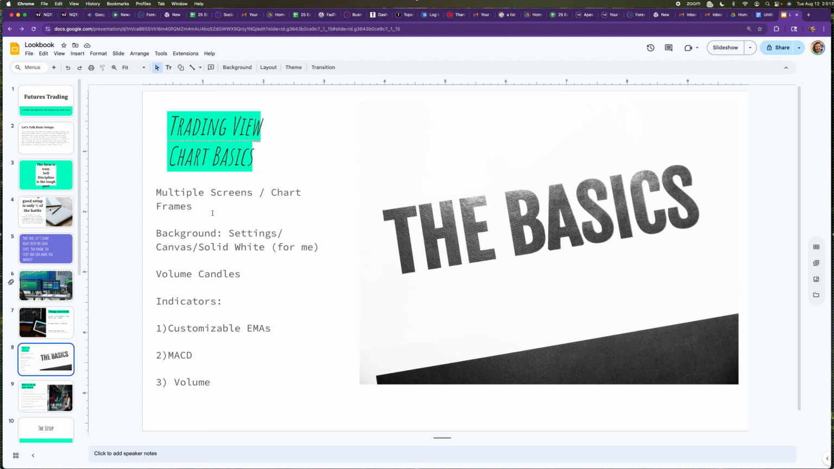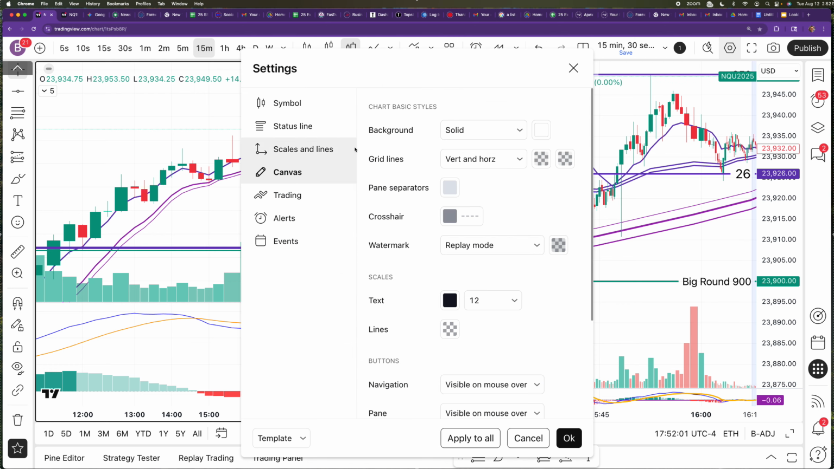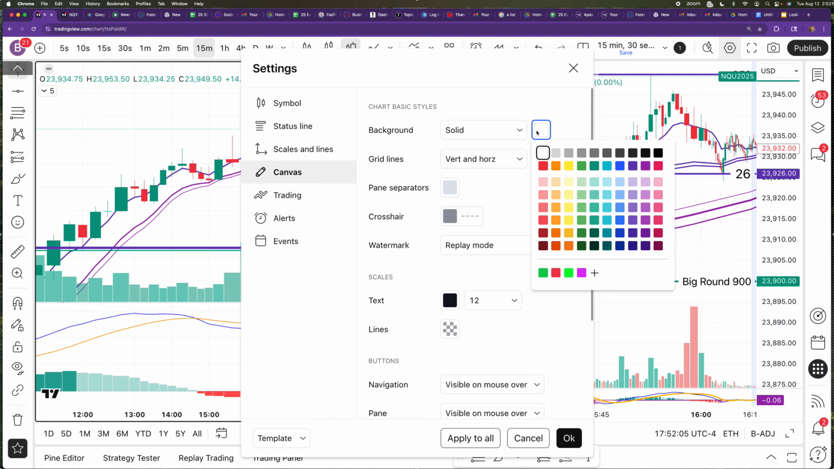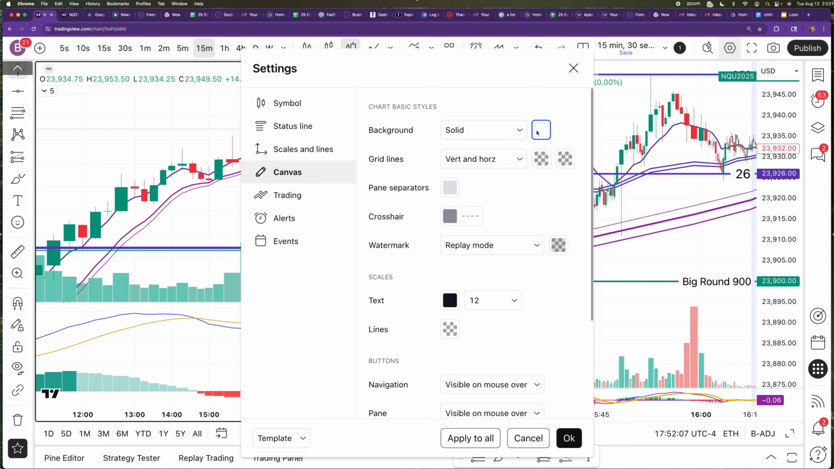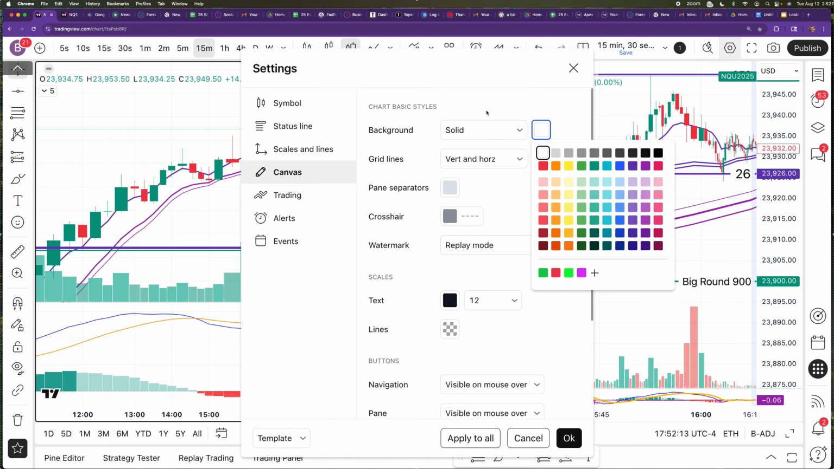Let's get back and look at what else we've got here. For the background, I use a solid white. Now, not everybody does this. The way I find that is I go to settings, then I go to canvas, and under canvas, I use solid, and under this click here, I just click white. Some people like a black chart, I like a white chart myself, okay? That's just me.